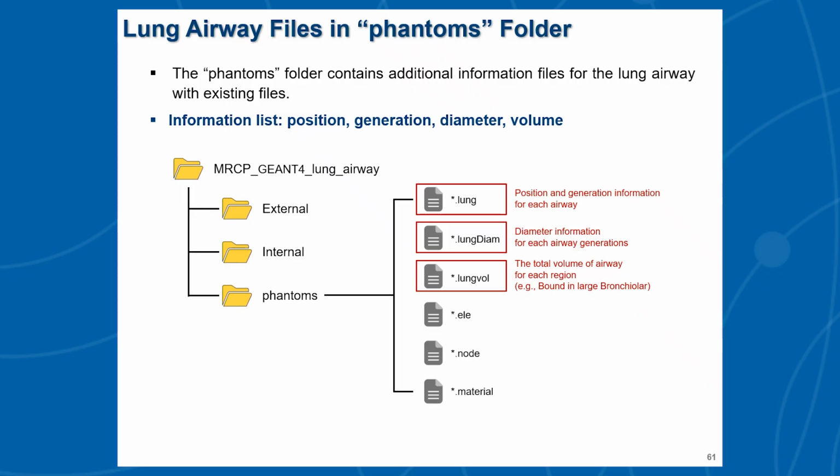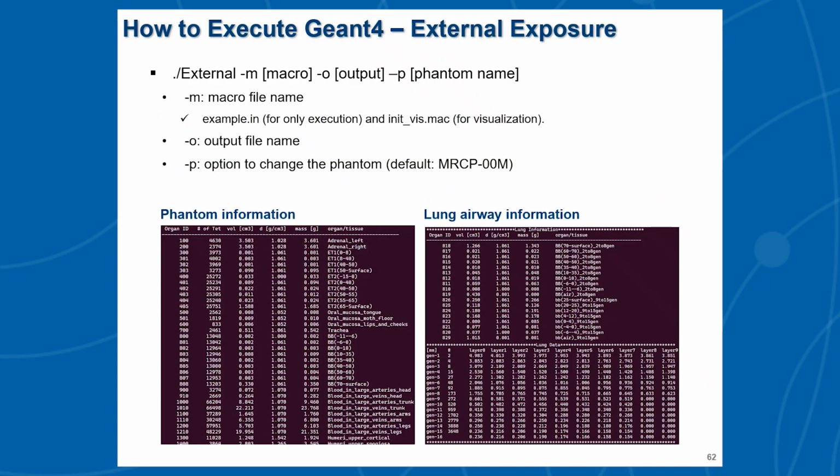Since the code structure is almost identical to the JANT4 code already explained, I will skip the code explanation and proceed with how to execute the code. For the external exposure, the execution process is the same. You can specify the macro file after -m command, output file after -o command, and phantom file after -p command. If you execute the code, you can see the lung airway information as well as the phantom information.